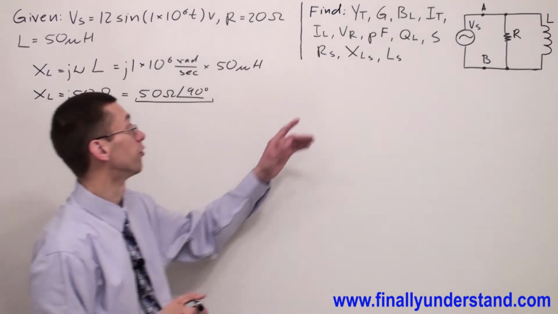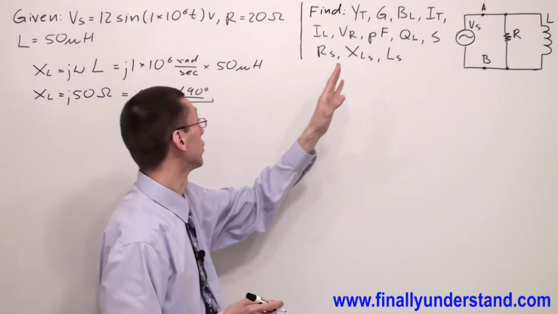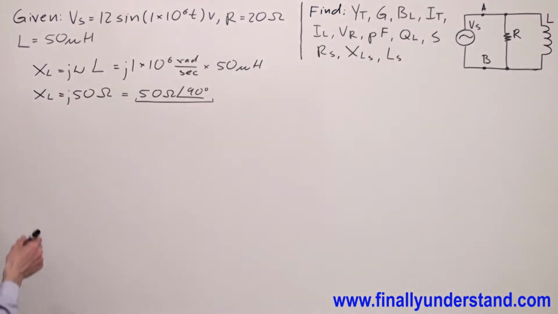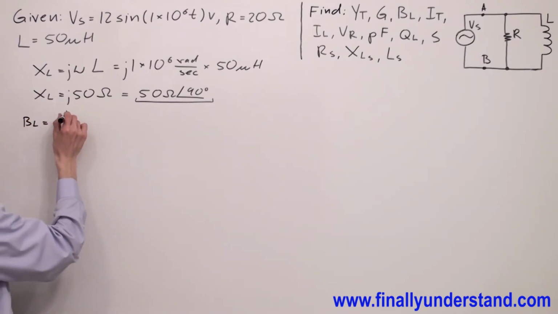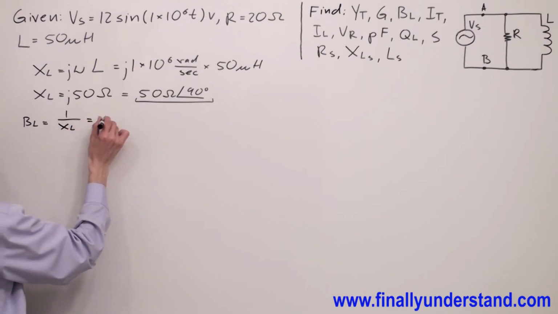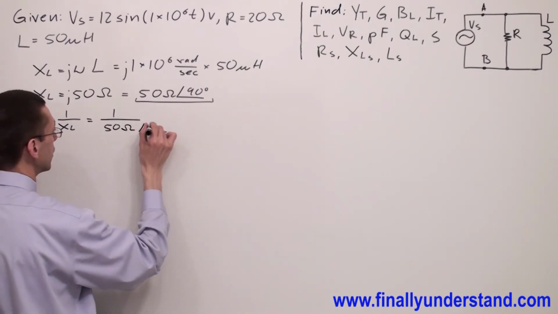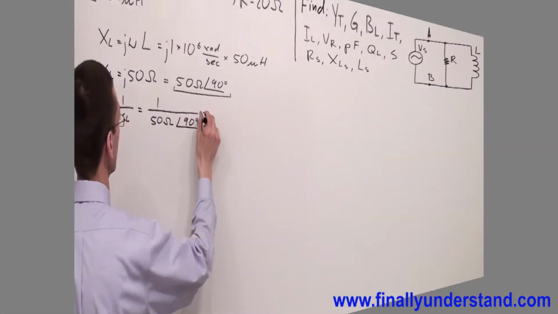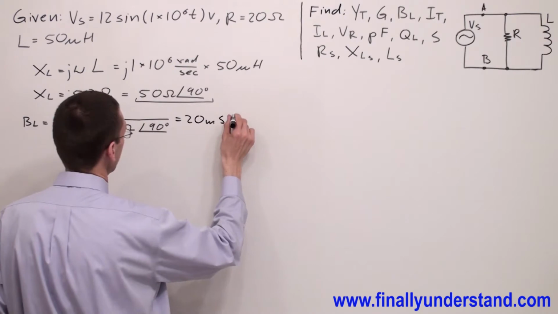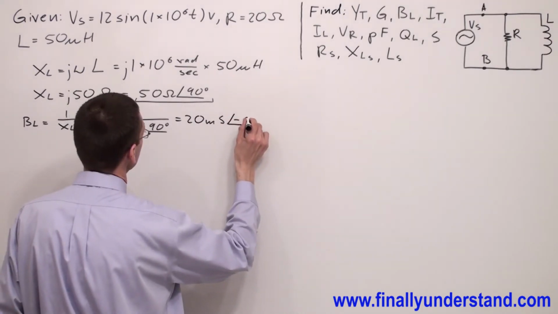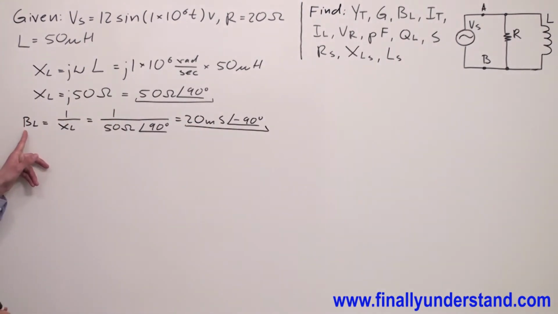The problem is asking me to find total admittance, conductance and susceptance. Because I have already X of L, I can find BL. BL is equal to 1 over X of L. So I have 1 divided by 50 ohms and angle of 90 degrees. This is equal to 20 millisiemens and angle of negative 90 degrees. This is my inductive susceptance.